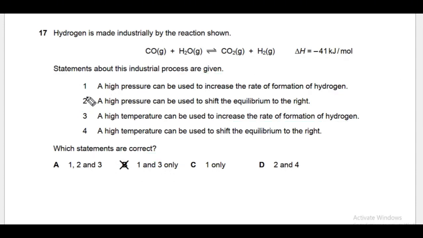But why are 2 and 4 wrong? A high pressure can be used to shift the equilibrium to the right. No, 1 mole, 2 moles on the left, 1 mole, 2 moles on the right. Pressure has no effect because there are the same number of moles on both sides. So 2 is wrong. Now why is 4 wrong? A high temperature can be used to shift the equilibrium to the right. No, as the reaction is exothermic, at high temperature the equilibrium will shift from right to left. So this is wrong. 1 and 3 is the right answer.